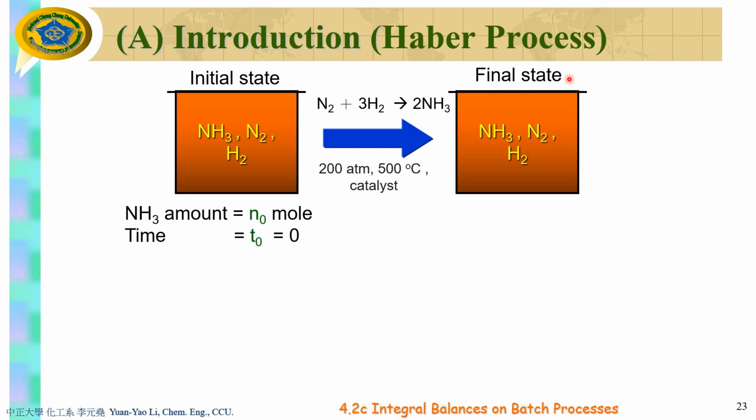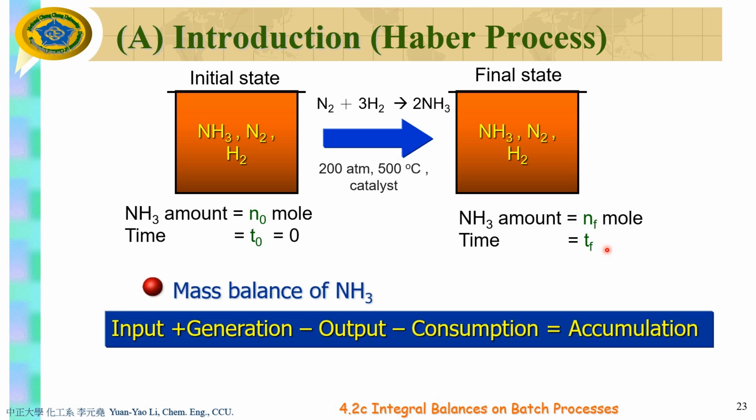Assume the amount of ammonia in the very beginning is n sub 0 moles, at time t sub 0, which is 0. And then after a period of time, the amount of ammonia will be n sub f, f stands for final, at time t sub f. So you use the general balance equation, and because this involves a chemical reaction, you cannot remove the generation and consumption terms here.